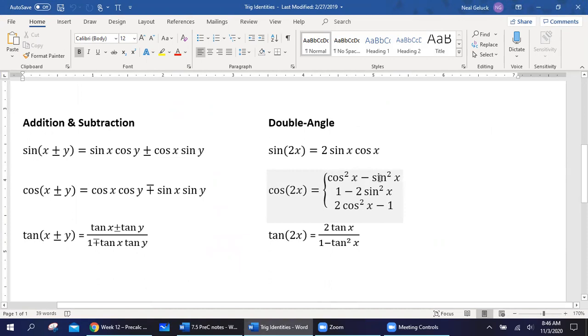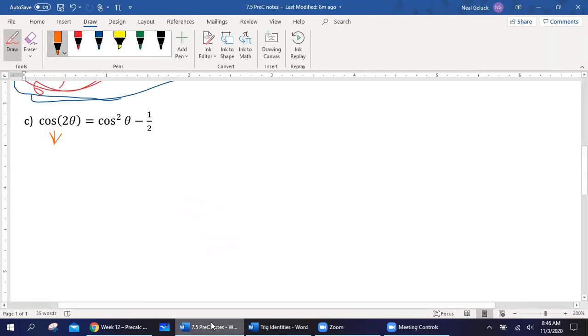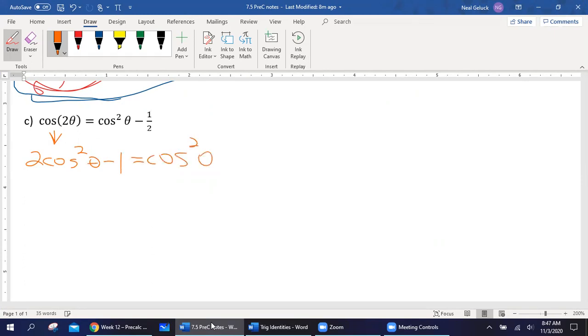And again, any one of these would work. It just might take more time. This was the fastest one I saw. So I'm going to replace it with 2 cosine squared of theta minus 1. On the other side, I still have cosine squared minus a half.